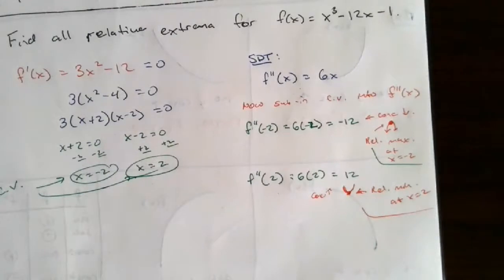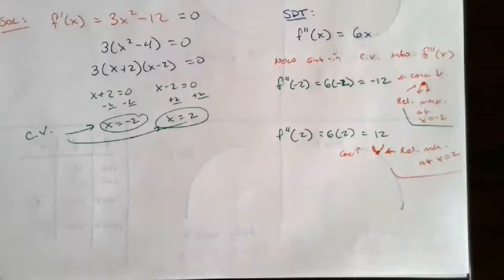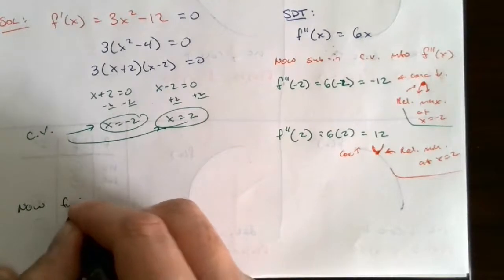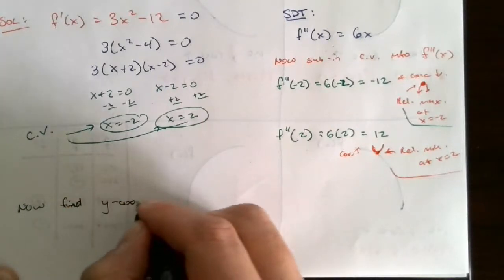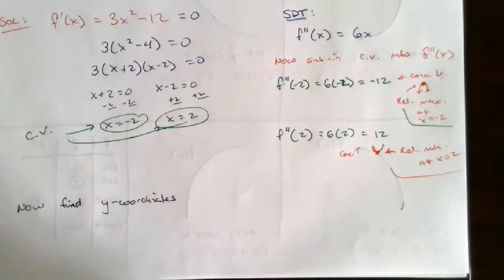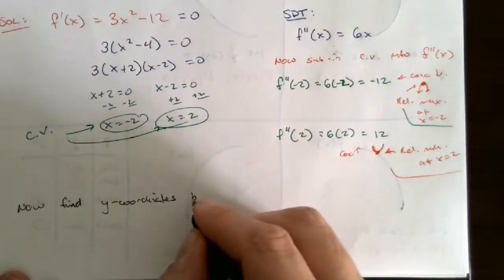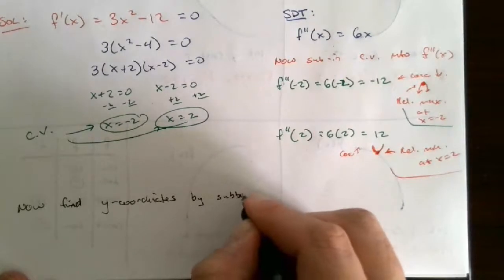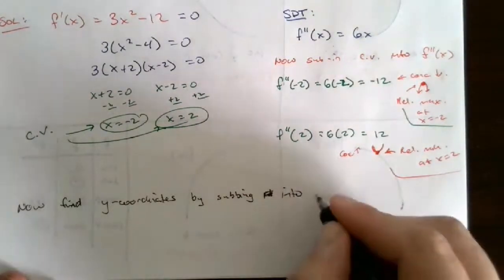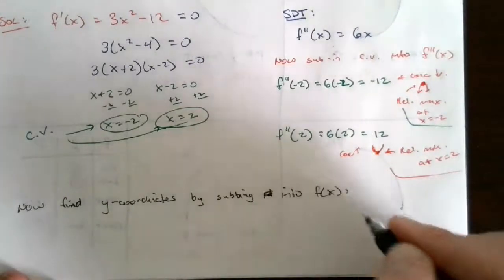Remember, when you're finding the relative extrema, though, you also need the y-coordinates. So to find the y-coordinates, you want to find y-coordinates. And how do you do that? Well, you sub into, by subbing into the original f of x function.